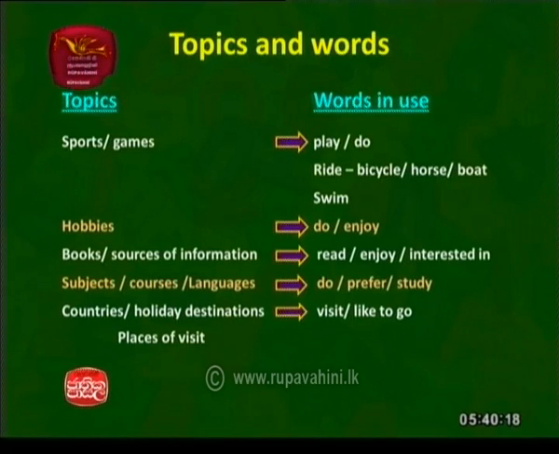Then the hobbies, what you do, hobbies what students enjoy. Then books, sources of information, books you read. These are the books that students read. These are the books that students enjoy. They are interested in reading these. And subjects, courses, language, many students prefer to do these courses. Many study, many do. These are the verbs normally we can use.